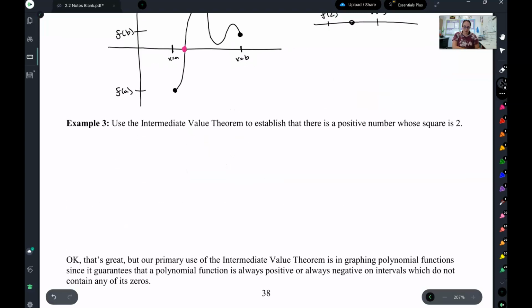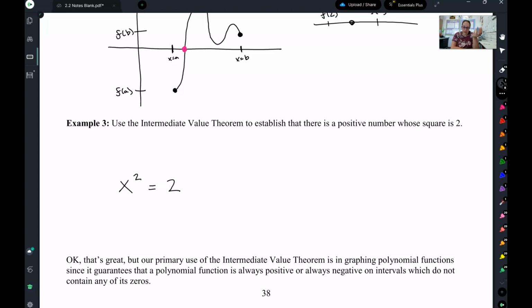So let's apply it. We want to use the intermediate value theorem to show that there is a positive number whose square is 2. So I want some positive number, I don't know what it is, so I'm just going to call it x, that when I square it, the answer is 2. And I just basically want to use the intermediate value theorem to prove that this number exists. I don't need to know what the number is, I just need to prove it exists.